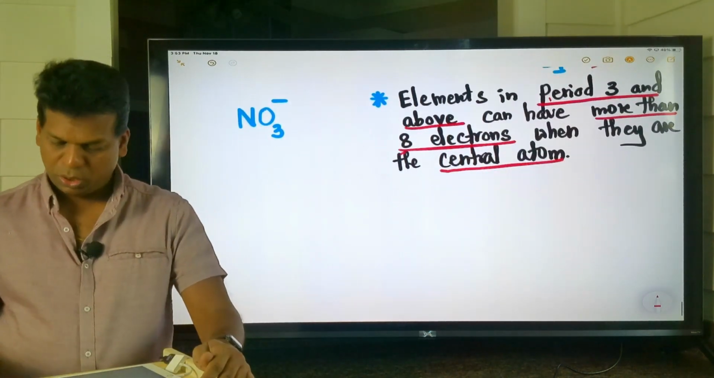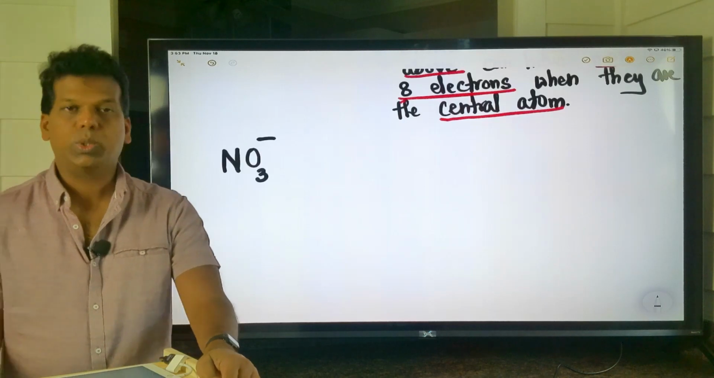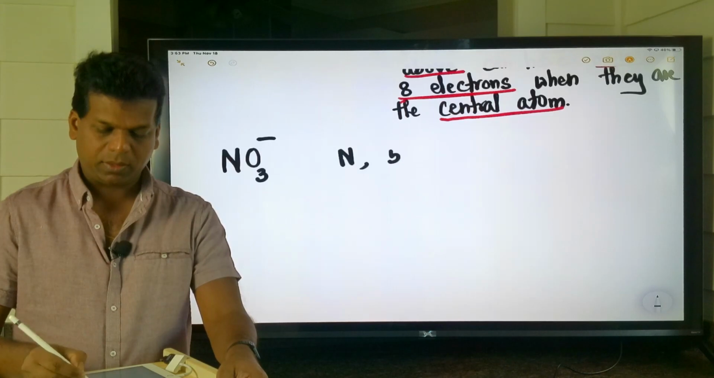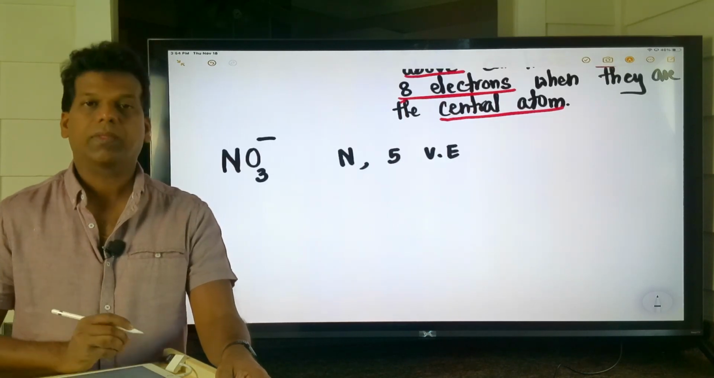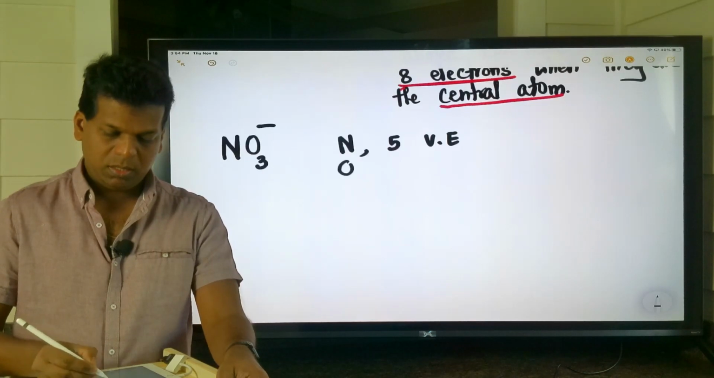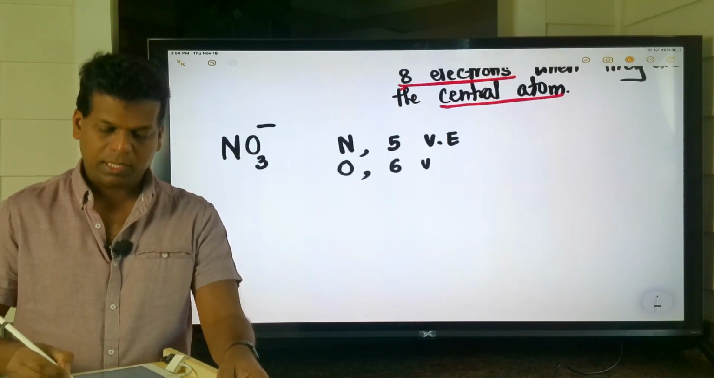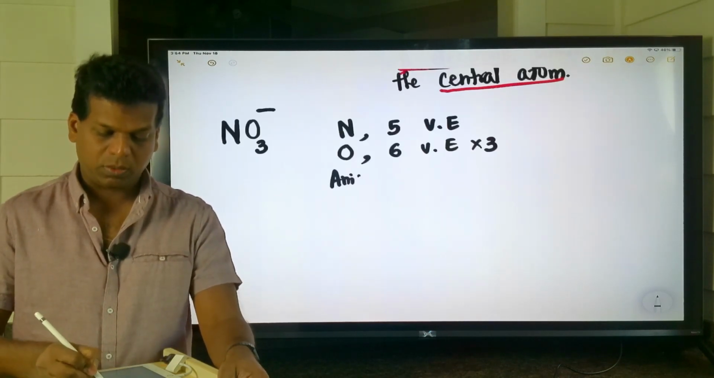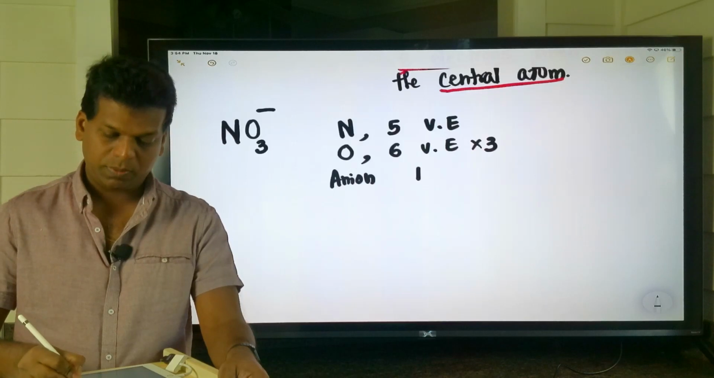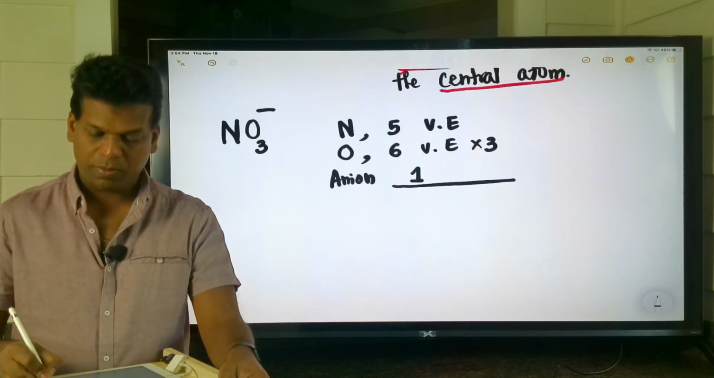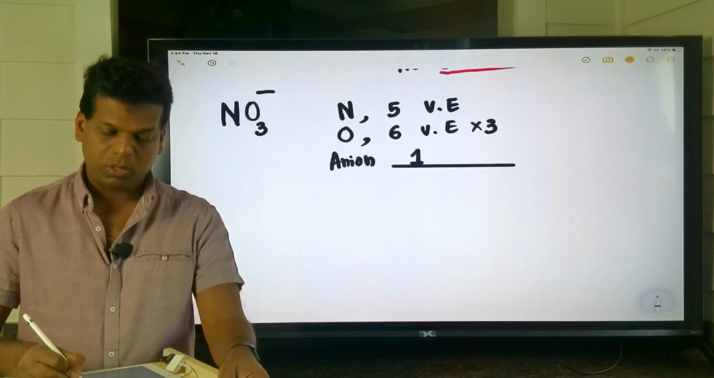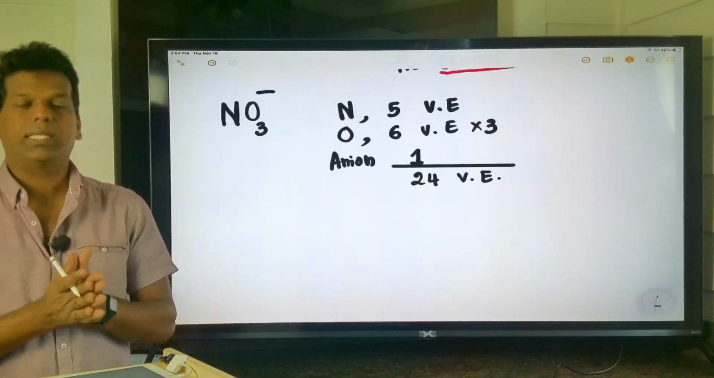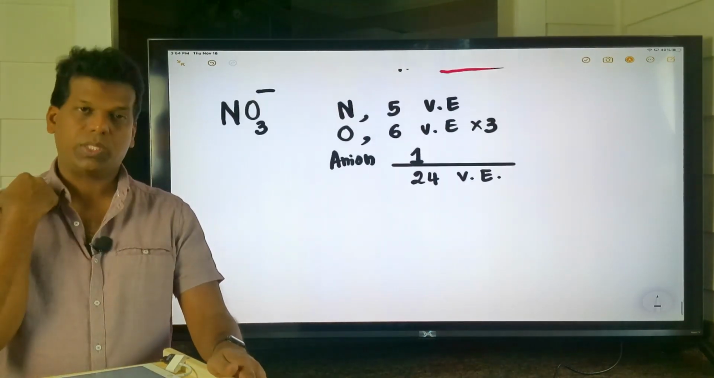So let's look at this nitrate ion, NO3 minus. Nitrogen is in group 5, 5 valence electrons. Oxygen is in group 6, 6 valence electrons, and there are 3 of them. This is an anion, a negative ion, so you have to add 1 electron because the charge is just 1. So the total is going to be 24 valence electrons. Now let's draw the Lewis dot structure.